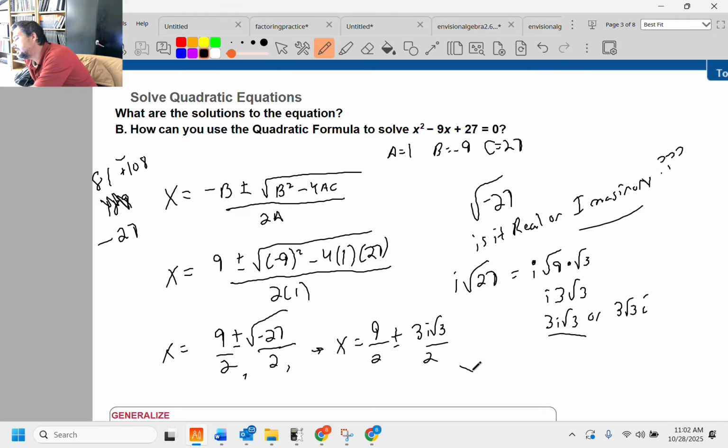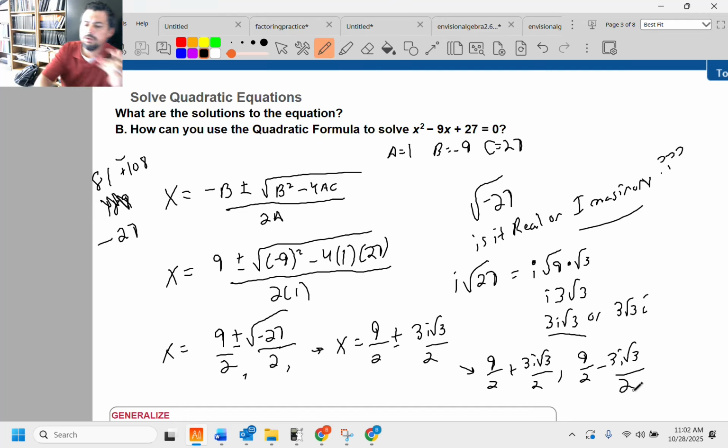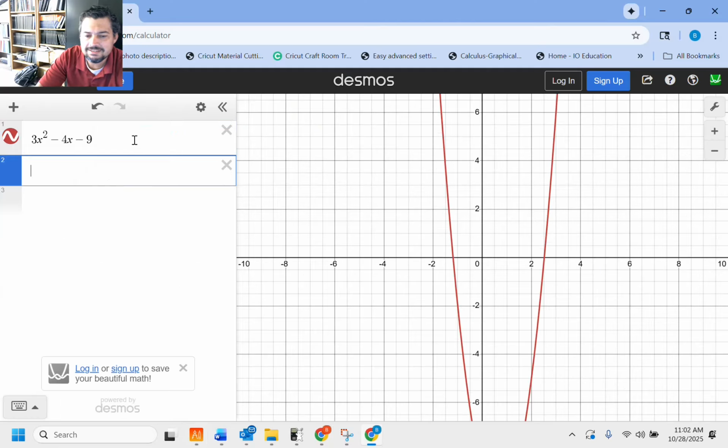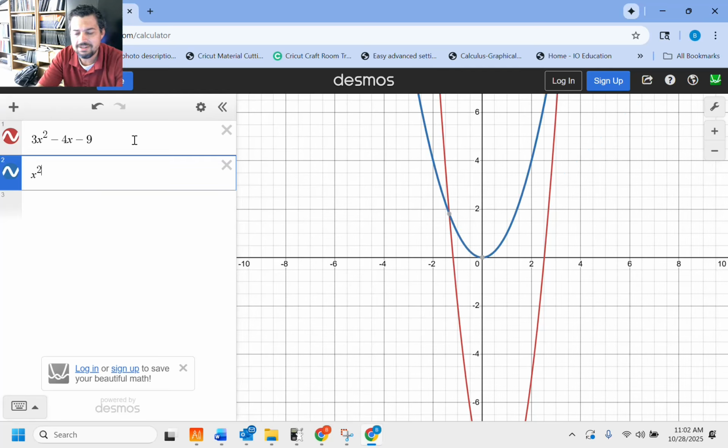And you really should realize that you have two answers here. Some kids don't. One of them is 9/2 plus 3i root 3 over 2, and the other one is 9/2 minus 3i root 3 over 2. Now, what's interesting is, what are these to the graph? First off, they're imaginary, right? They're imaginary. So does this graph actually have x-intercepts?